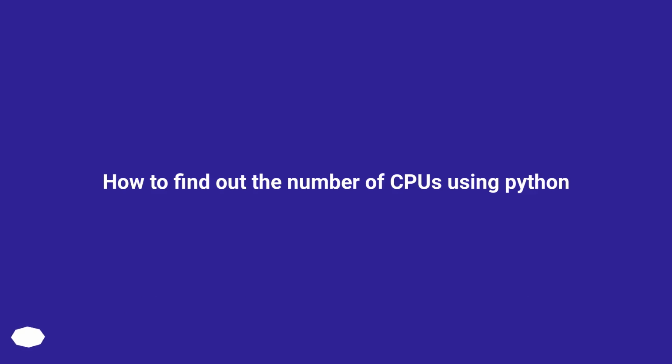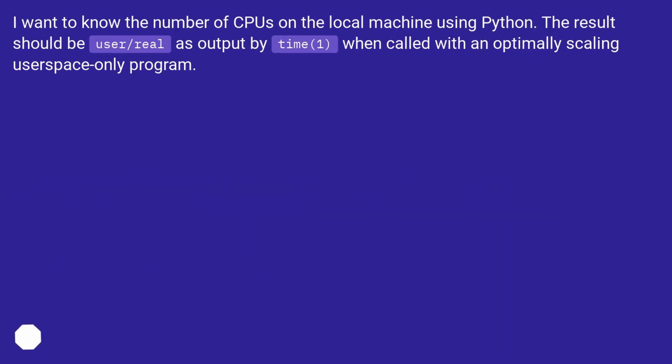How to find out the number of CPUs using Python. I want to know the number of CPUs on the local machine using Python. The results should be user/real as output by time 1 when called with an optimally scaling user space only program.